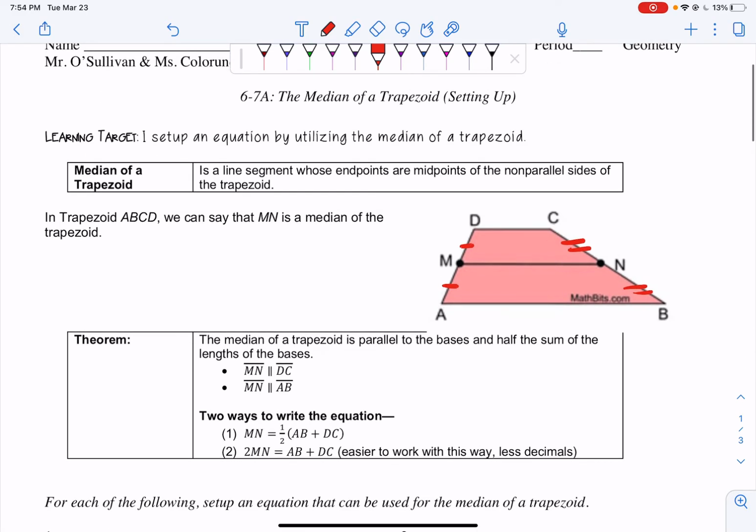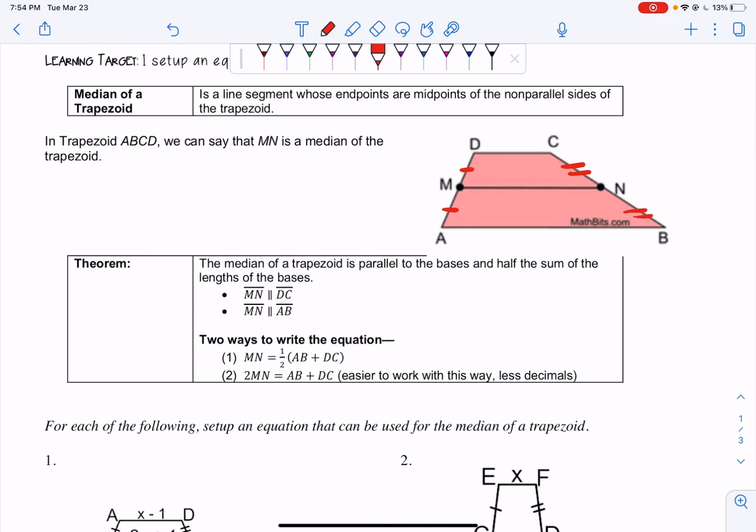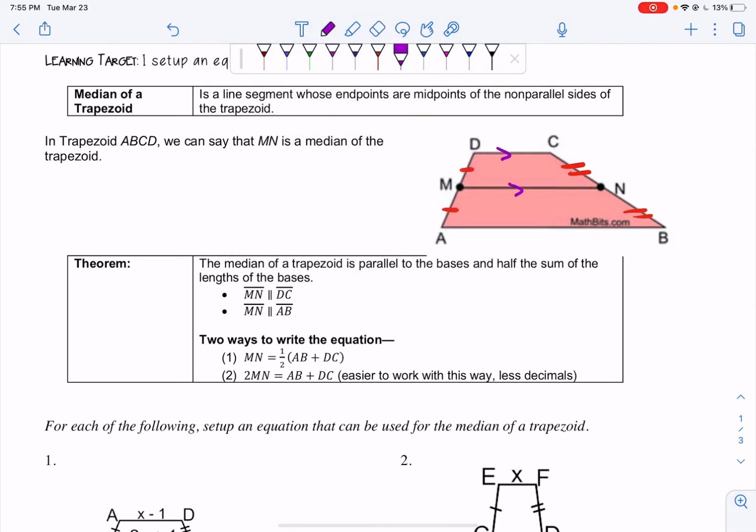However, in math, you've had me for the past however many months, I like theorems. The median of a trapezoid is parallel to the bases and half the sum of the lengths of the bases. Here are some things that we know based off having a median. We can say that MN is parallel to DC. And what that means is they're never going to intersect. If I want to, I can draw those arrowheads on them to show that they are parallel.